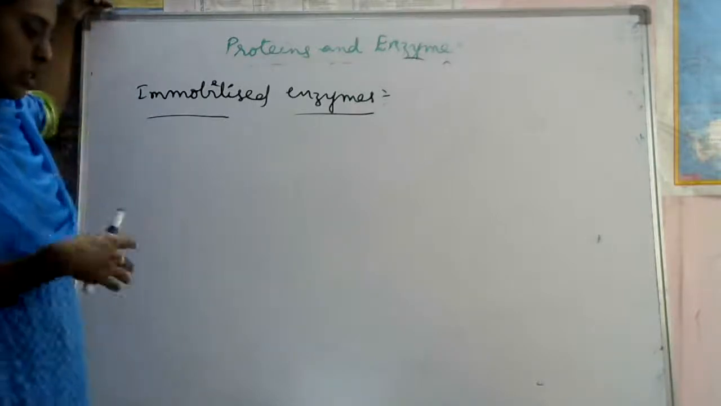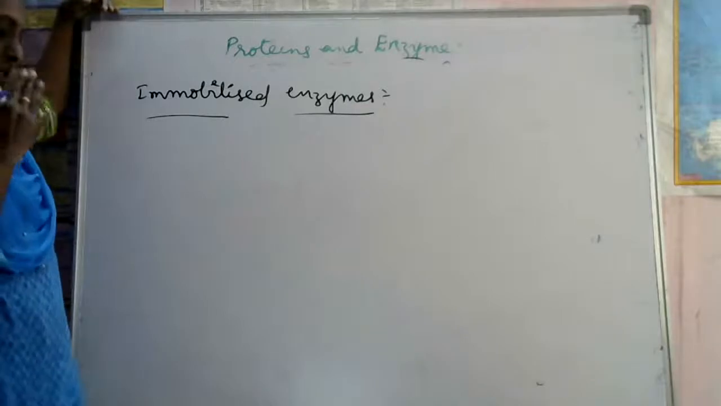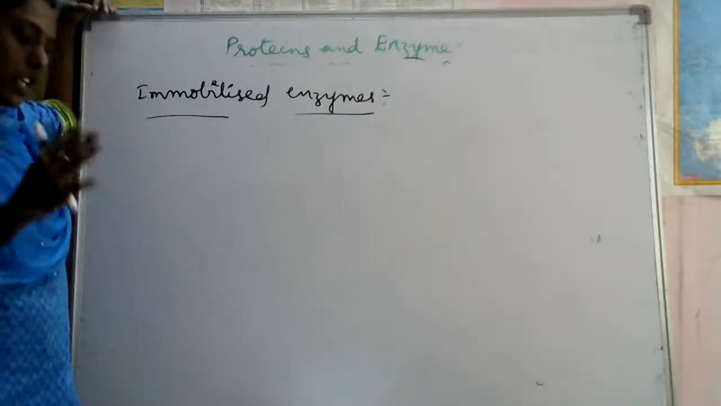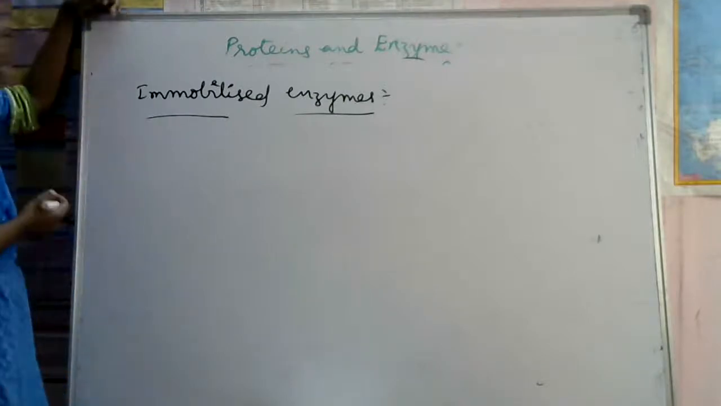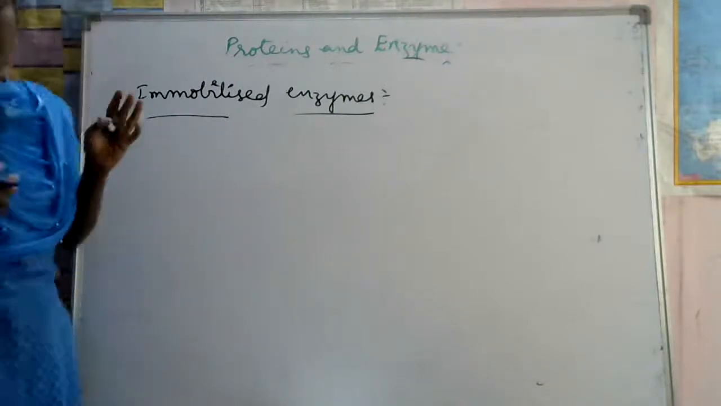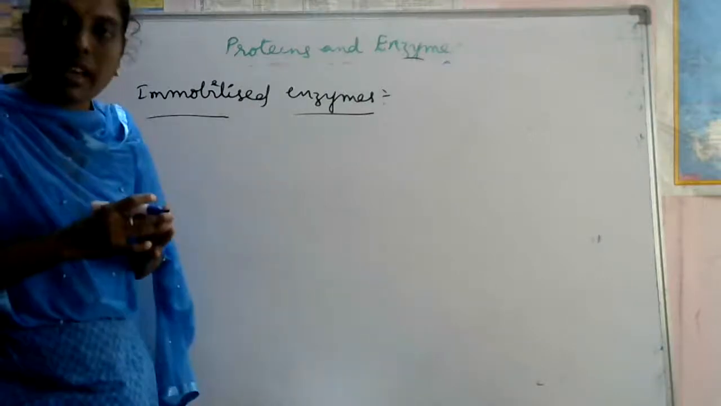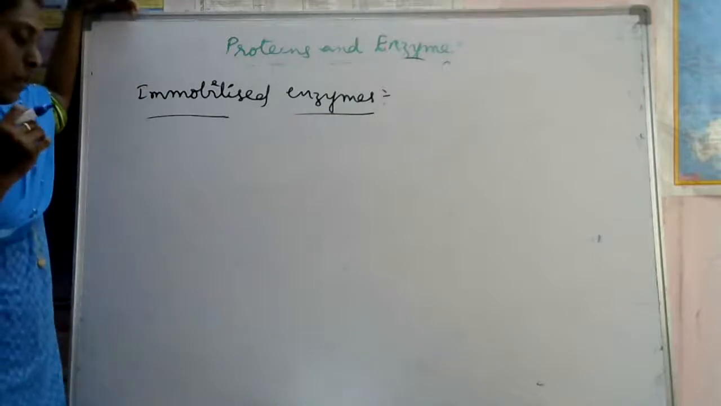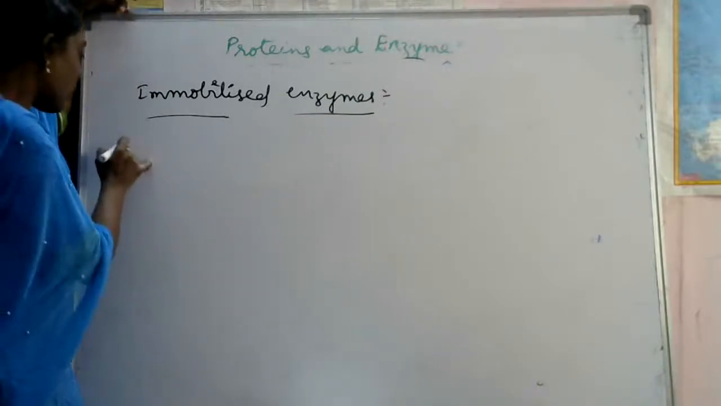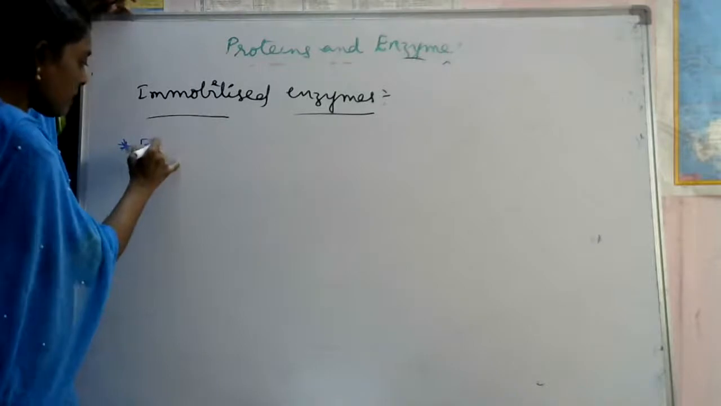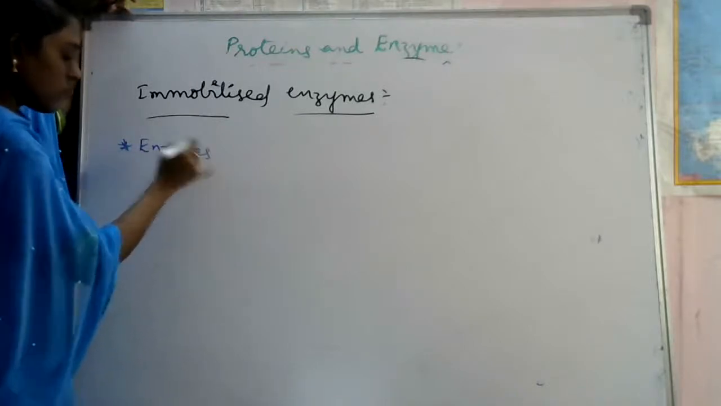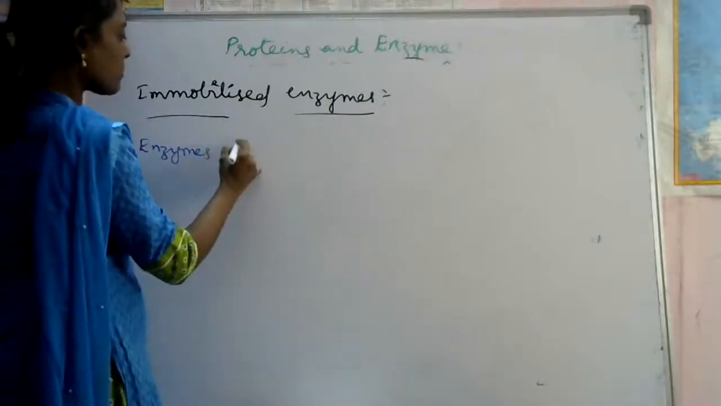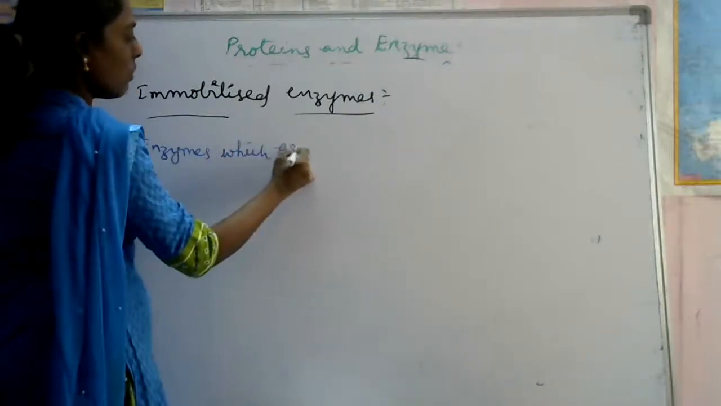Because it is a catalyst, in such cases, enzyme and substrate can be separated by cation exchange chromatography. So in this situation, we have to use cation exchange chromatography. Enzymes which are immobilized by attachment to solids. Actually, what is this? Enzymes which are immobilized.